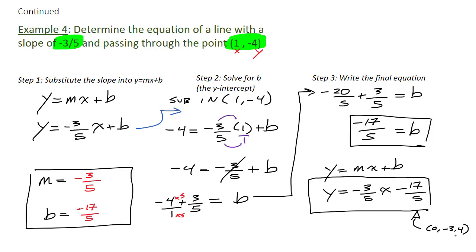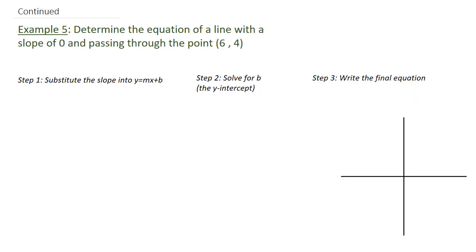We have 2 more quick ones, and they're important ones that trick everybody, so let's just wrap this up. Okay, example 5: determine the equation of a line with a slope of 0 and passing through this point.